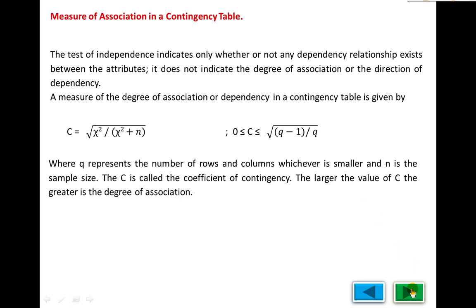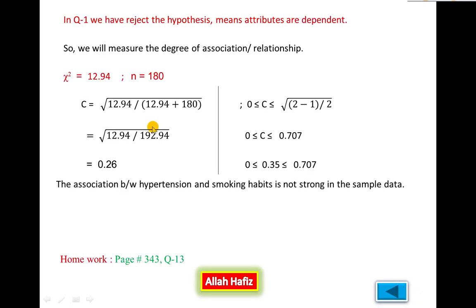Okay, so we will apply this formula to measure the degree of association for the previous example. In question number 1, we rejected the null hypothesis, meaning attributes are dependent, variables are dependent. So we will measure the degree of association or relationship. Chi-square calculated value is 12.94, n is 180. Substitute the value of chi-square and the value of n, simplify, and the value of C is 0.26.